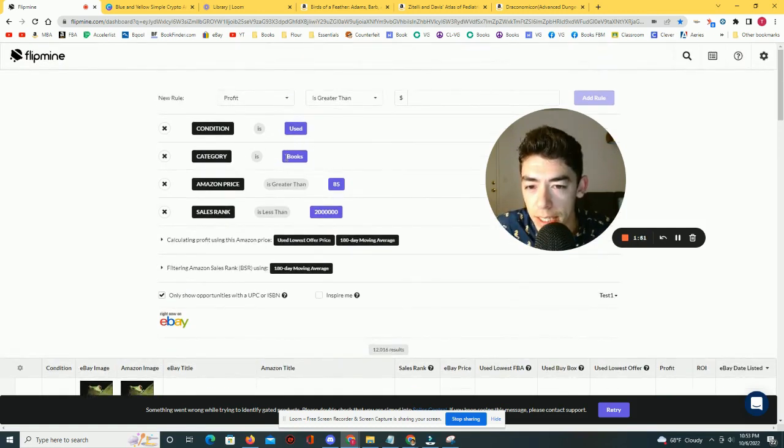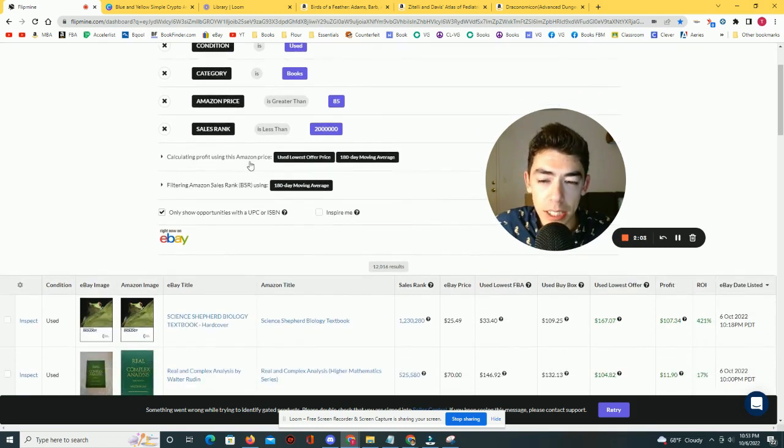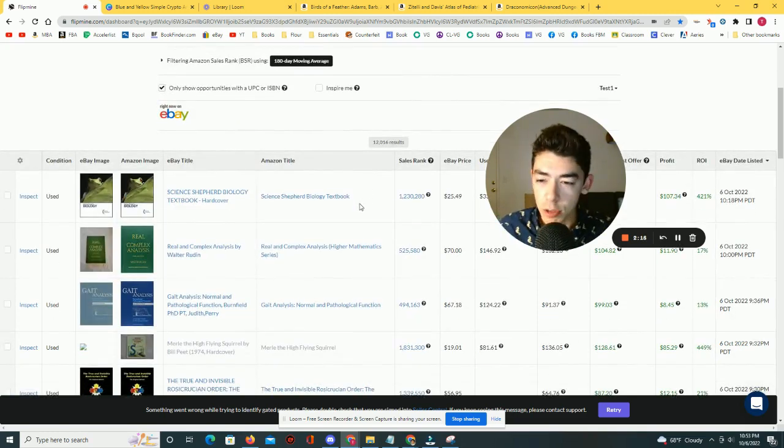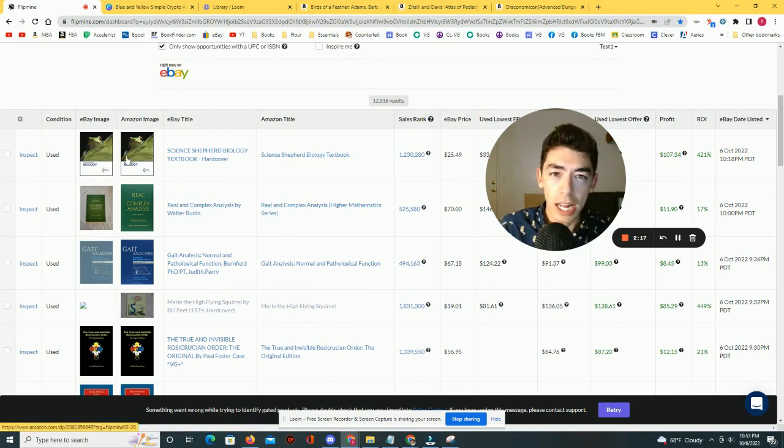I'm looking at the category of books because I'm interested in books, but you could look at a whole bunch of different categories. I look at used books where the Amazon price is greater than $85. The sales rank is less than 2 million. I'm calculating profit based upon the lowest offer price on a 180-day average or rolling basis. And then I'm also filtering sales rank to that 180-day average. And based upon this rule set, I'm going to get an eBay image and an Amazon image, and an eBay listing and an Amazon listing, which should match each other.